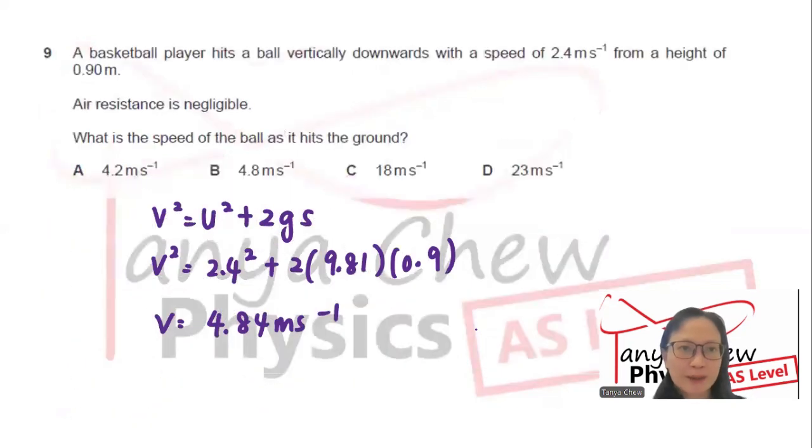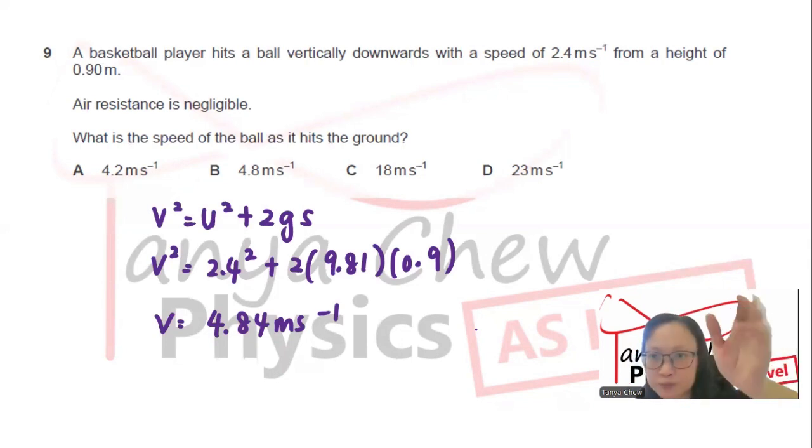Now the next one. A basketball player hits the ball vertically downwards with a speed of 2.4 meter per second from a height of 0.9 meter. Air resistance is negligible. What is the speed of the ball as it hits the ground? In this case, I'm using one of the kinematics equations since this ball is being hit vertically downwards, going downwards.